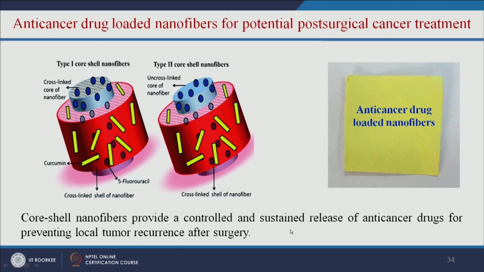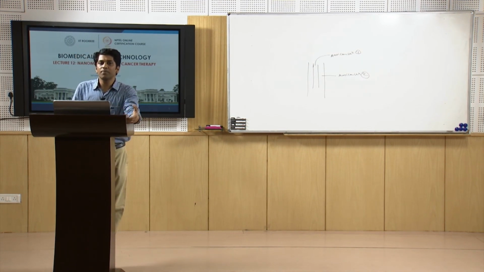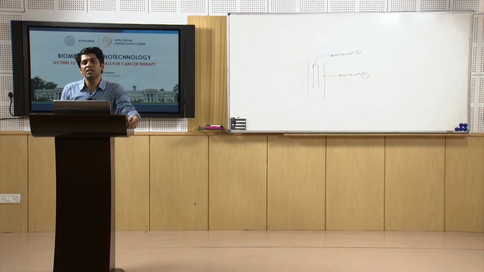That means the main drawback of tumor surgery is that once you remove the tumor, the cells can grow again. To avoid that, after the removal of the tumor we can place this kind of anti-cancer drug loaded nanofibers at the surgery site. That will slowly release the anti-cancer drug and prevent the reoccurrence of cancer cells.